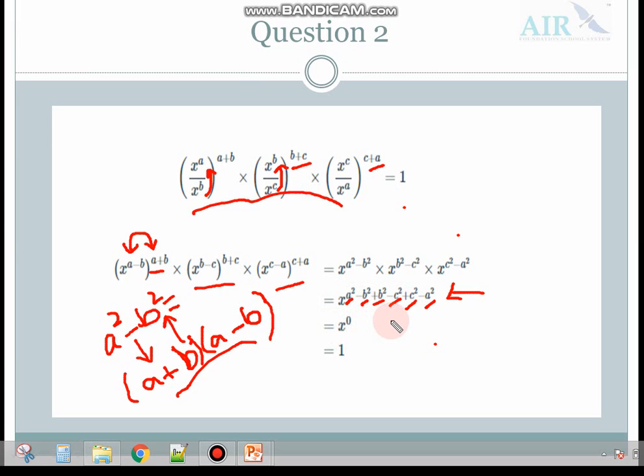And I have told you before, and this is a law of exponents as well, that if you have any number or any variable that has power 0, that would always be equal to 1. So basically we have proved that the left hand side is equal to 1.